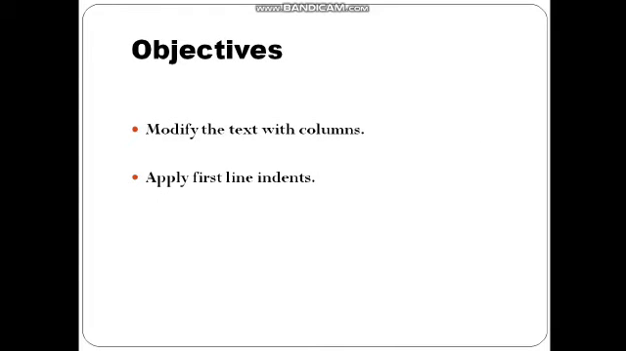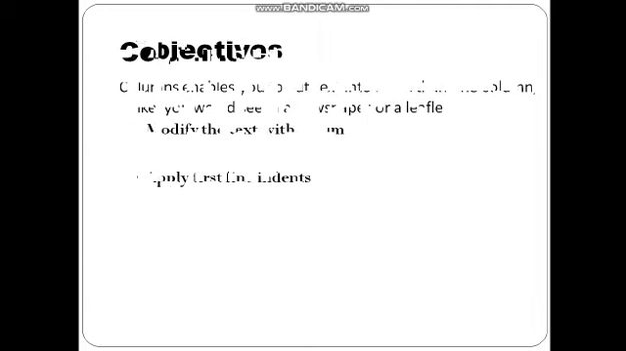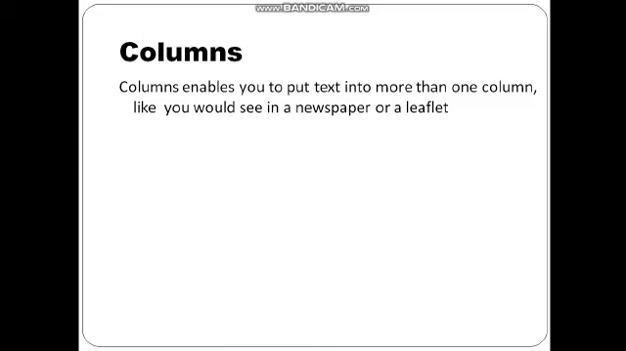So what is the objective of this whole lesson? We will be able to modify the text with columns, and we will be able to apply the indentation markers on the text. So what actually are columns? Columns enable you to put your text into more than one column, like you would see in a newspaper or a leaflet. Have you ever seen a newspaper? Have you ever read a newspaper?